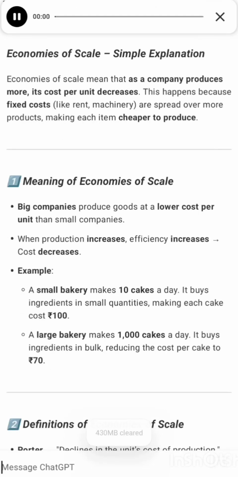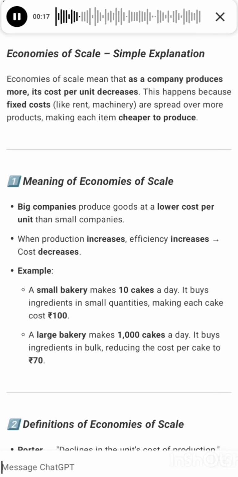Economies of scale, simple explanation. Economies of scale mean that as a company produces more, its cost per unit decreases. This happens because fixed costs, like rent and machinery, are spread over more products, making each item cheaper to produce. 1. Meaning of economies of scale. Big companies produce goods at a lower cost per unit than small companies. When production increases, efficiency increases, cost decreases.